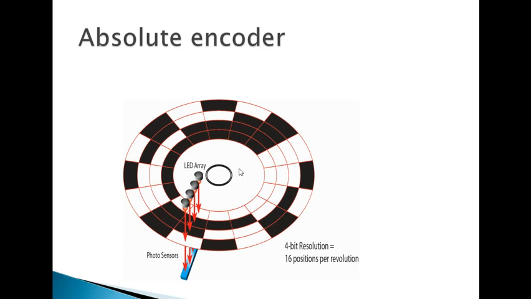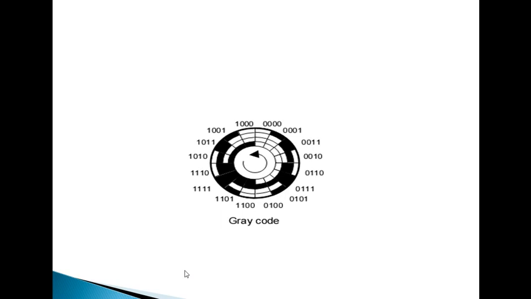In this case we can say that this black part is not passing light, and this white part is passing light. As per that arrangement, when this disc rotates, as per the position we are getting the output. So the code that we are getting here is shown here.